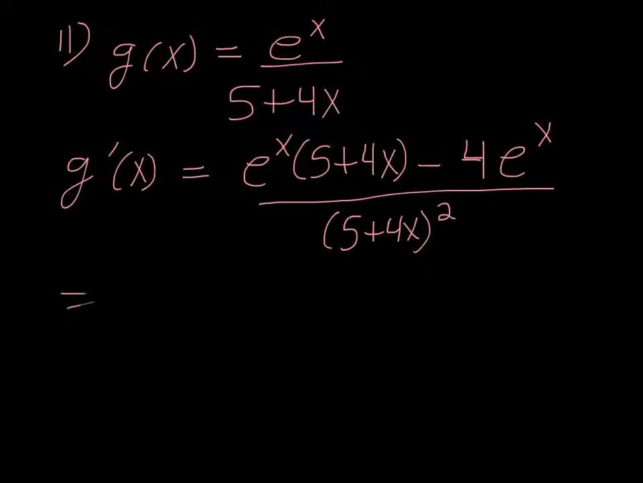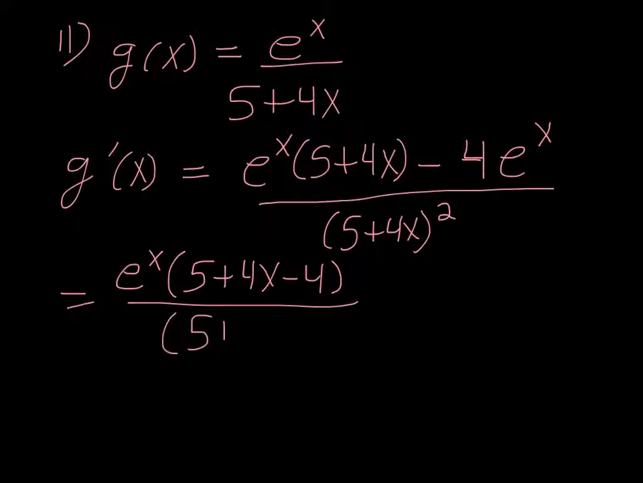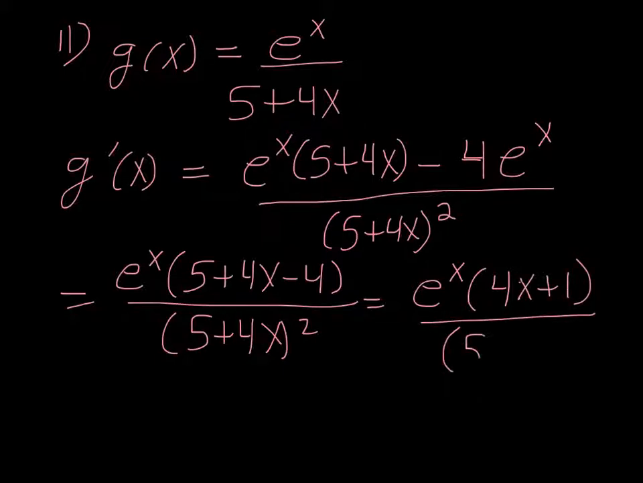Now my open math will want you to simplify this, so we can take an e to the x out, and we're left with 5 plus 4x minus 4 all over the bottom squared, which is just e to the x times 4x plus 1. And the bottom stays the same, 5 plus 4x all squared.